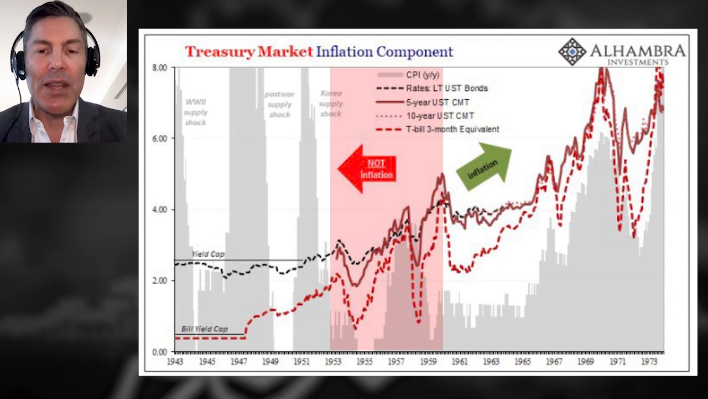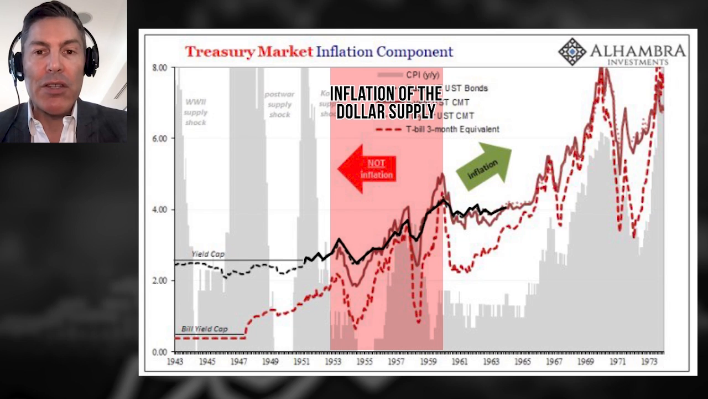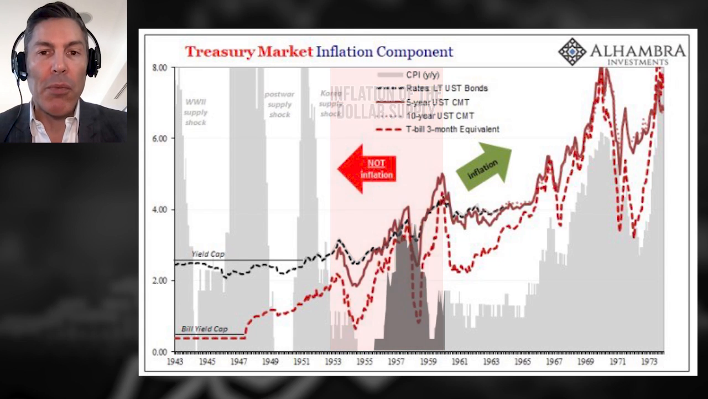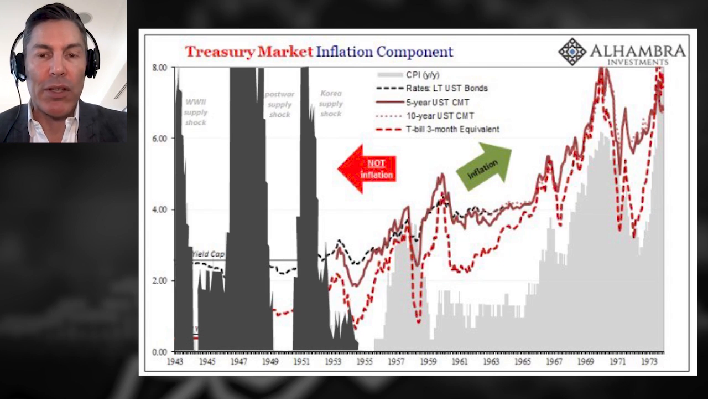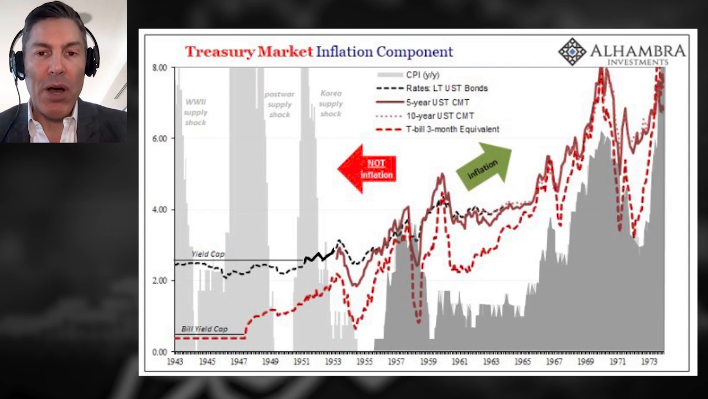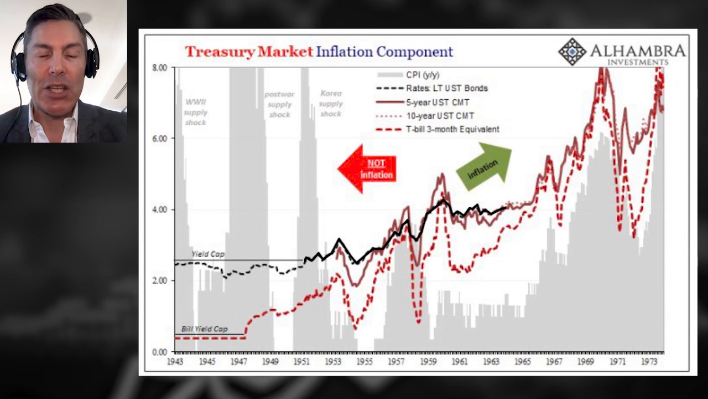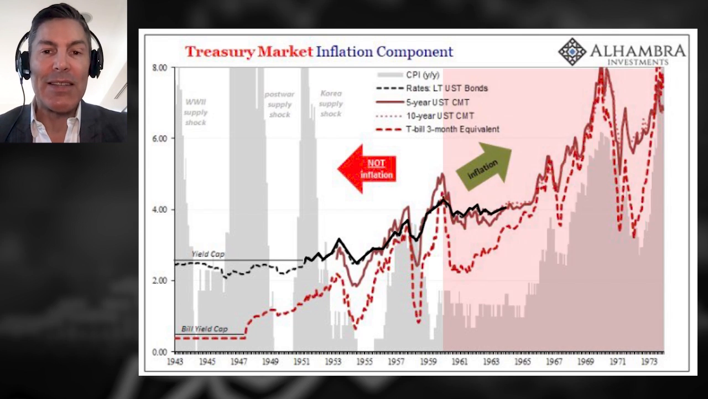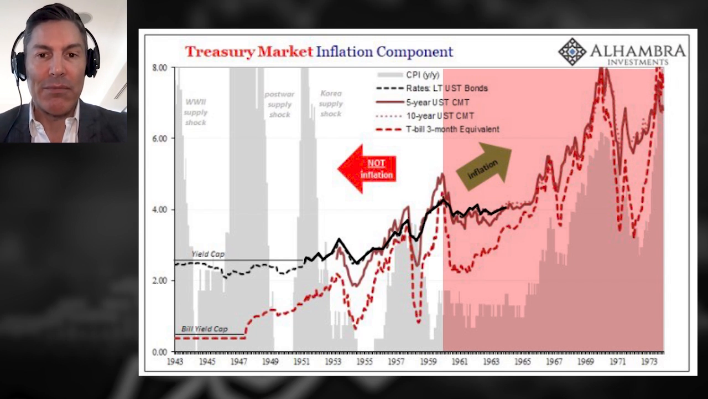But then in the 1950s, the bond market starts telling us that we are seeing an inflation of the dollar supply. Therefore, the consumer price inflation that we've seen will most likely be persistent, not just for years with these short spikes like we saw in the 1940s, but for decades to come. Remember, this was the 1950s, so the bond market was starting to predict the consumer price inflation and the higher interest rates, very important point, that we would see in the 60s and in the 1970s.